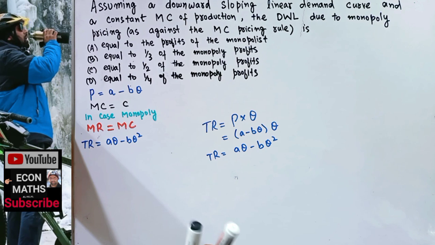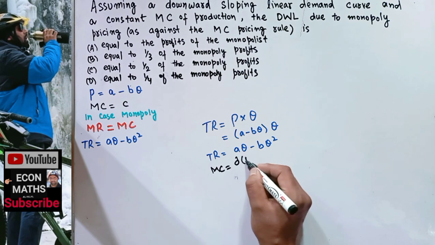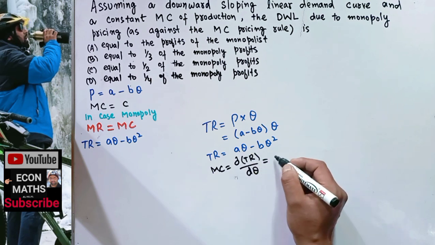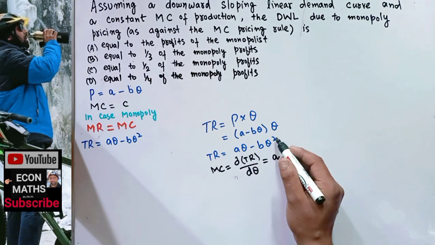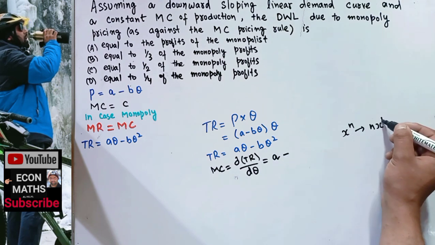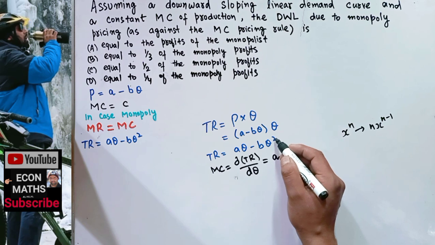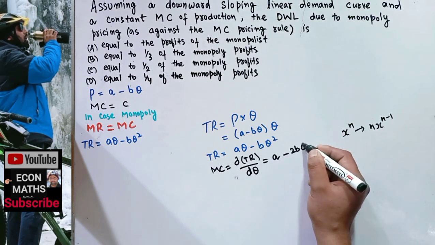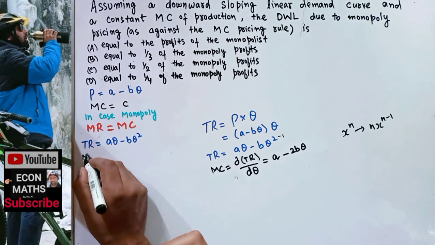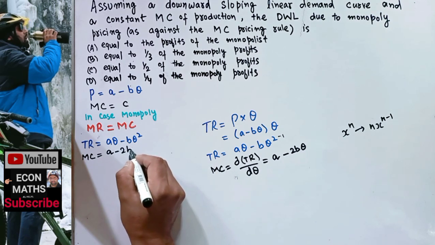From that we can easily find out the marginal revenue. We know marginal revenue is simply the derivative of the total revenue function with respect to output. If I take the derivative of this function, the derivative of q is 1, so we are left with a minus the derivative of q square, which is 2q. By the power function rule, if we have x raised to the power n, its derivative is n times x raised to the power n minus 1. The exponent becomes the coefficient and the exponent is reduced by 1. Same rule I am applying here. So 2 becomes the coefficient, and the exponent becomes 1. So our marginal revenue comes out to be a minus 2bq.